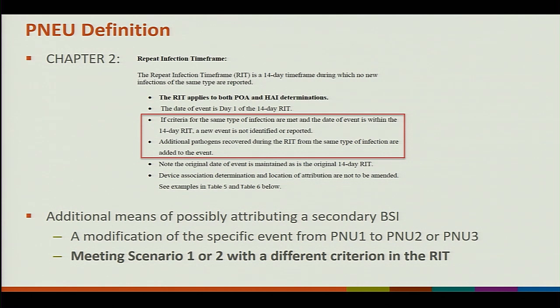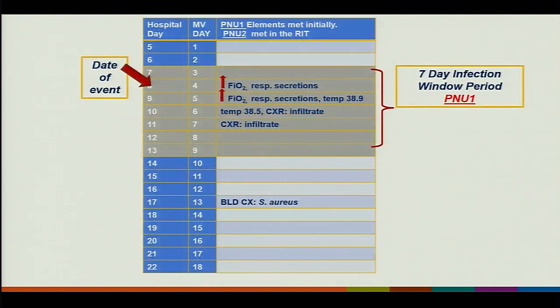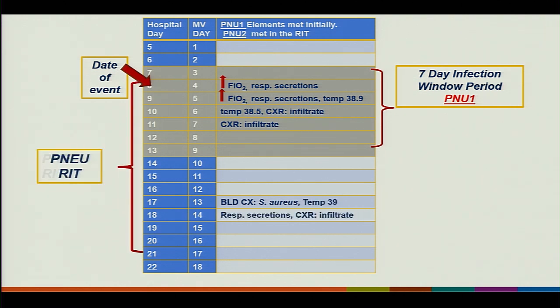So if you meet PNEU1, and now you have a blood that's trailing in, and darn it, I know this is secondary to this pneumonia event, but I didn't have the collection date when I met PNEU1. If you meet PNEU1, and then within that RIT of the pneumonia event, you have a blood culture, if you can find all of the elements to meet PNEU2 again, using that blood as a specimen, the blood can be attributed as secondary to the pneumonia event.